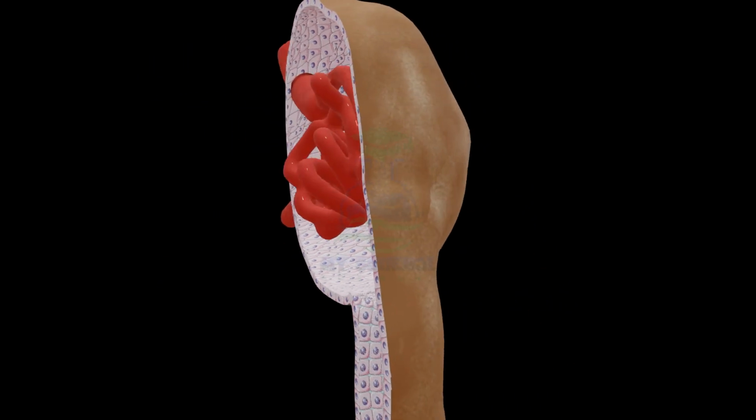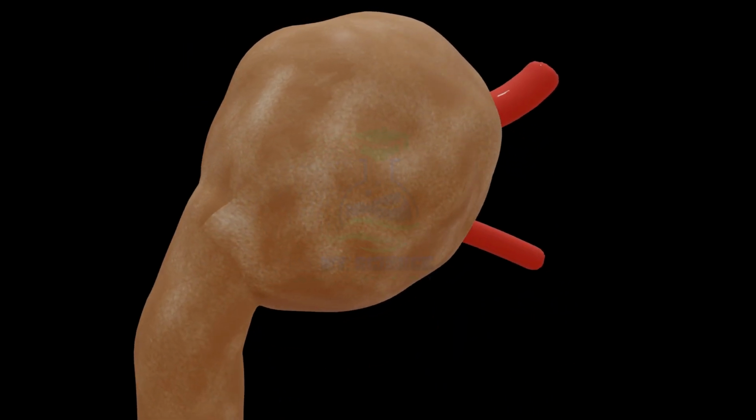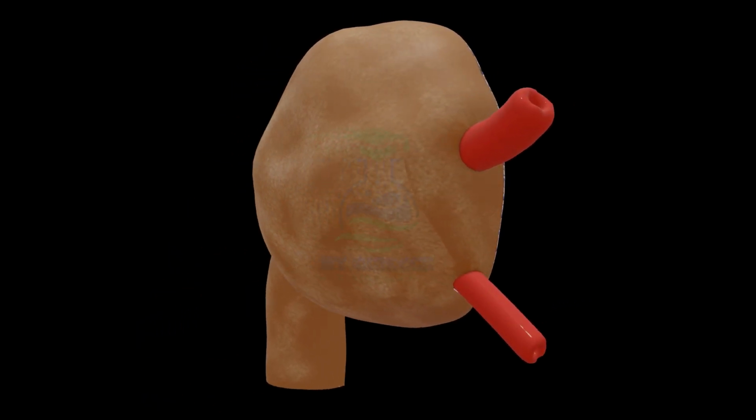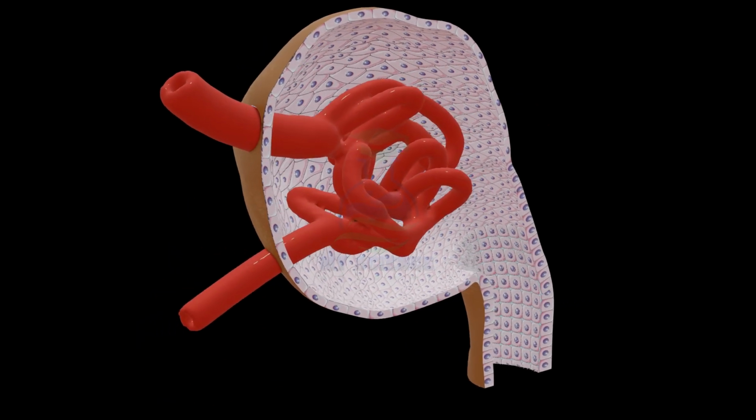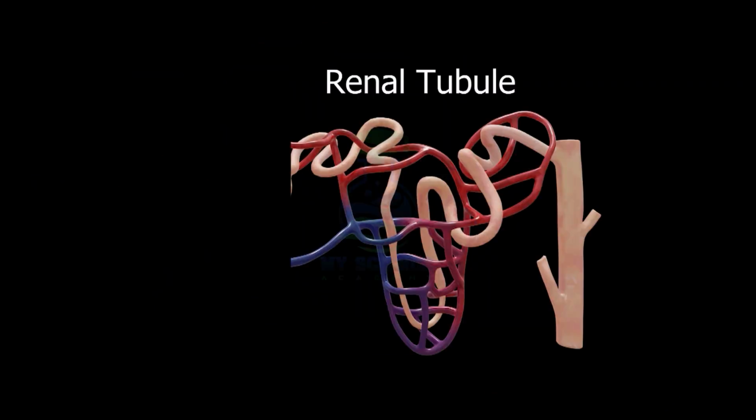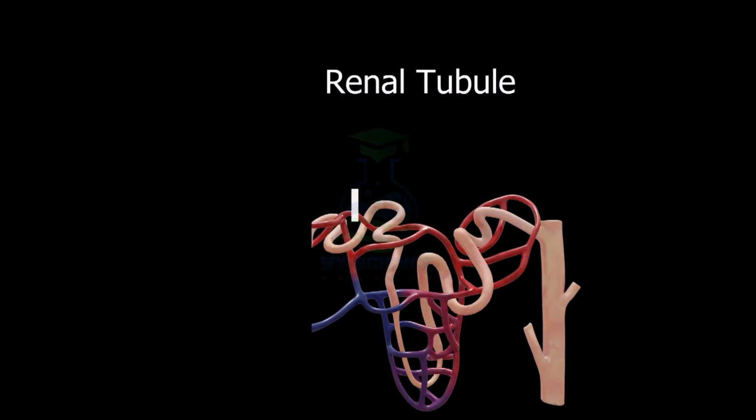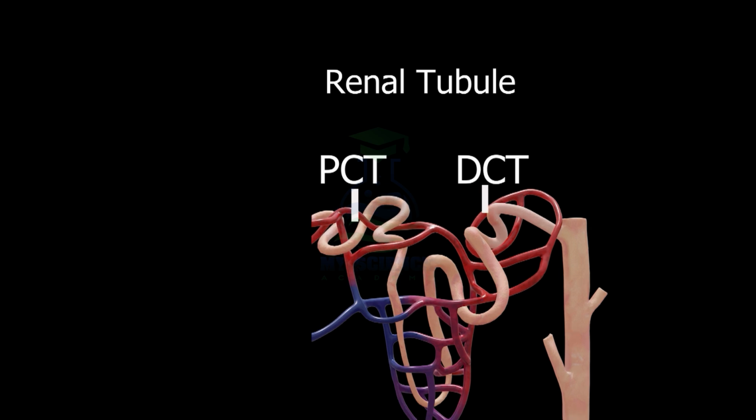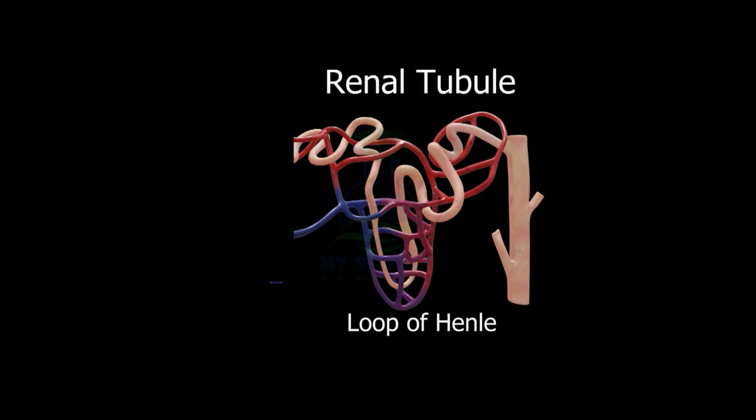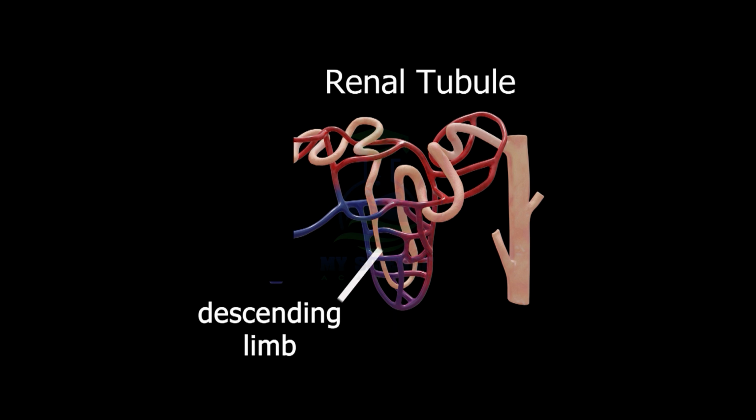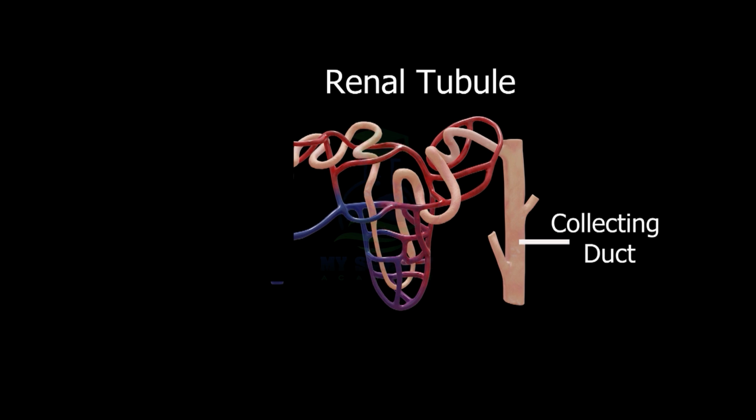You can see the cup-like structure of the Bowman's capsule that surrounds the glomerulus and collects the filtrate after filtration. The second part is a tube-like structure called the renal tubule, which consists of the proximal convoluted tubule and the distal convoluted tubule. And there is the loop of Henle, a U-shaped structure made up of a descending limb and an ascending limb. Then there is a duct called the collecting duct.